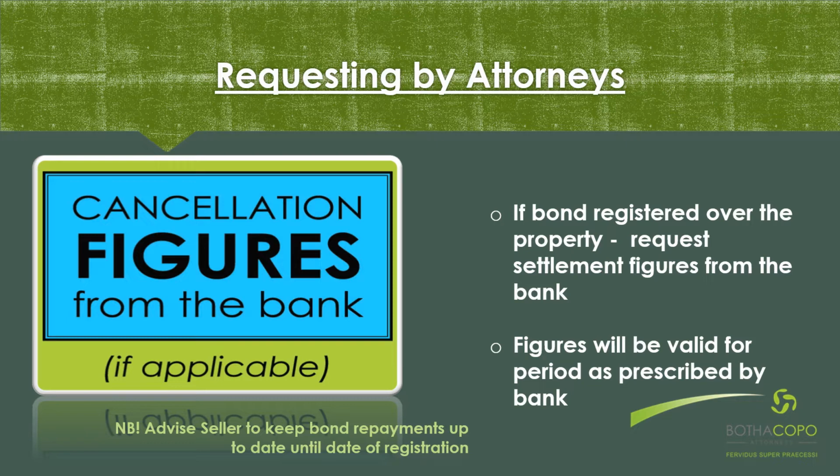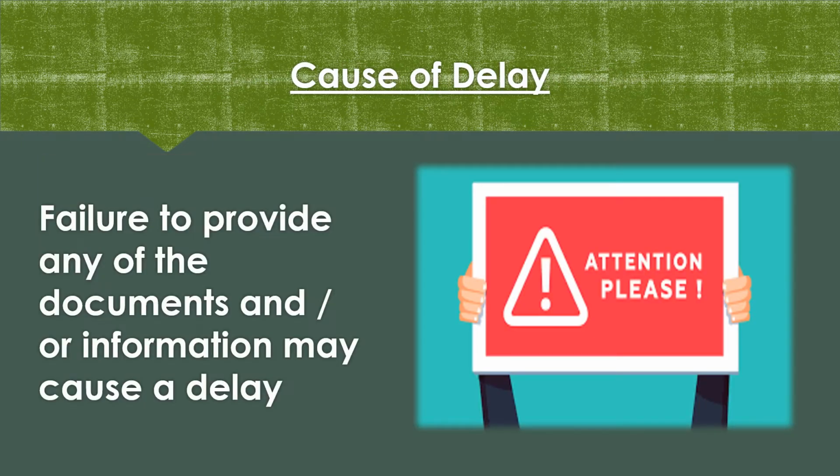These figures will only be valid for a certain period. If the time prescribes and the MIT has not been lodged prior to that, then we will have to re-request these figures. An important thing to note is that you must always advise your seller that on a request of cancellation figures, they are still to keep their current bond up to date. Failure to provide the above mentioned, like the figures, will cause possible delays in the transaction itself.